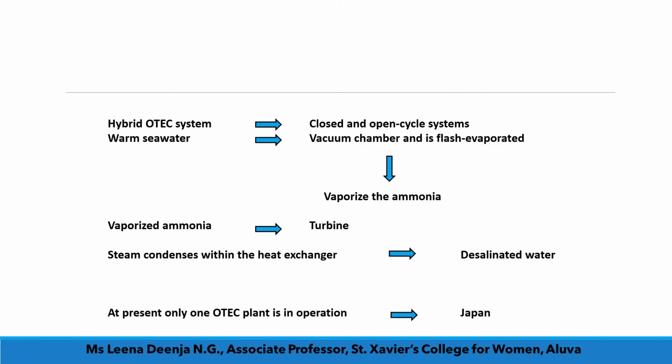This method produces desalinated fresh water suitable for drinking and irrigation in addition to electricity. A hybrid OTEC system combines the features of the closed and open cycle systems. Warm seawater enters a vacuum chamber and is flash evaporated, similar to the open cycle evaporation process. The steam is used to vaporize the ammonia, the working fluid of a closed cycle. The vaporized ammonia then drives a turbine to produce electricity. The water steam condenses within the heat exchanger and provides desalinated water for drinking purposes. At present, only one OTEC plant is in operation, which is in Japan.